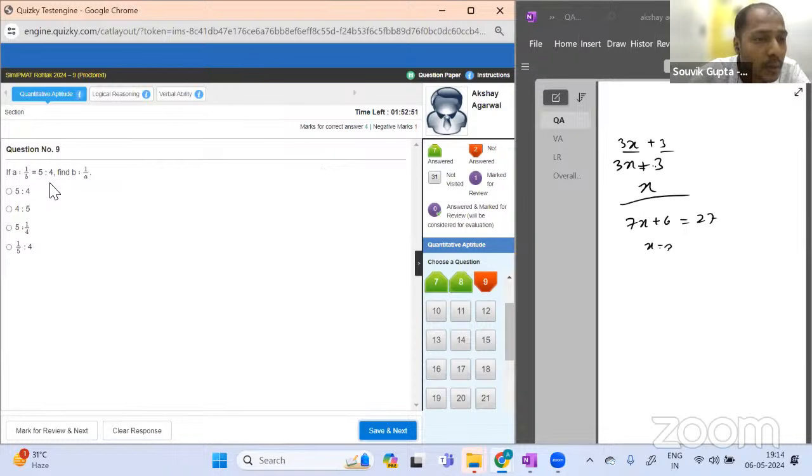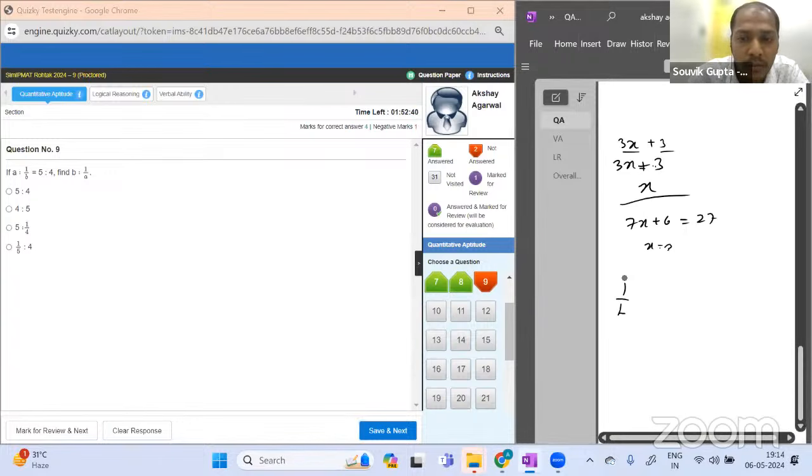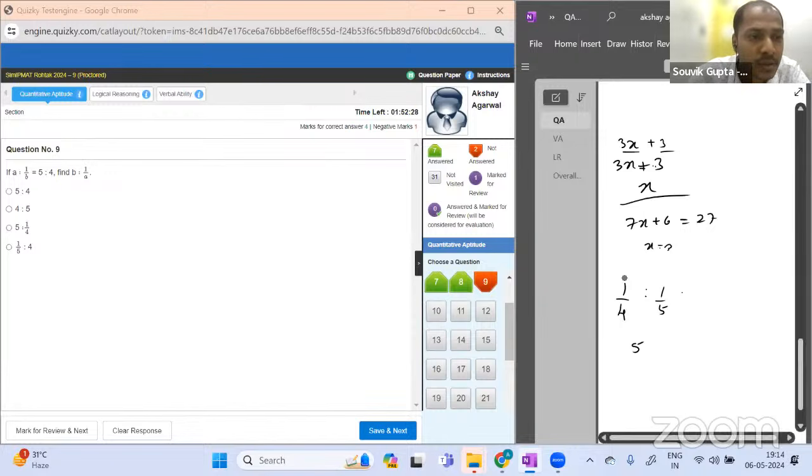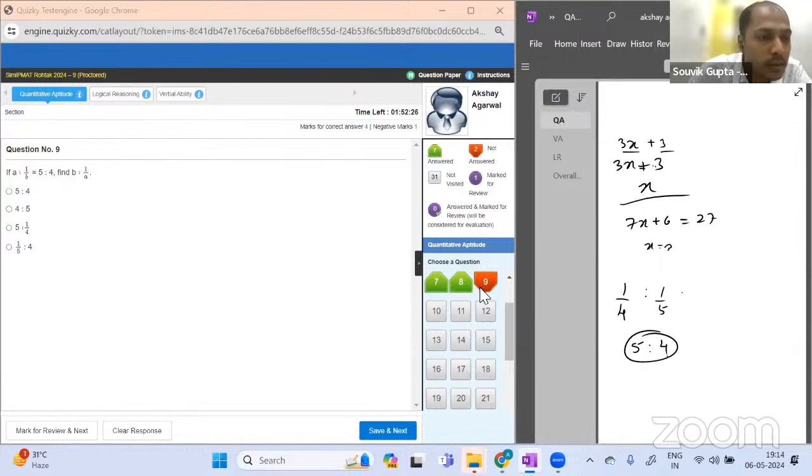A is to 1 upon B is 5 is to 4. Then find A is to B. So B is 1 by 4, and 1 by A is 1 by 5. So basically that ratio is again 5 is to 4 only. So 5 is to 4 is what we are looking at.